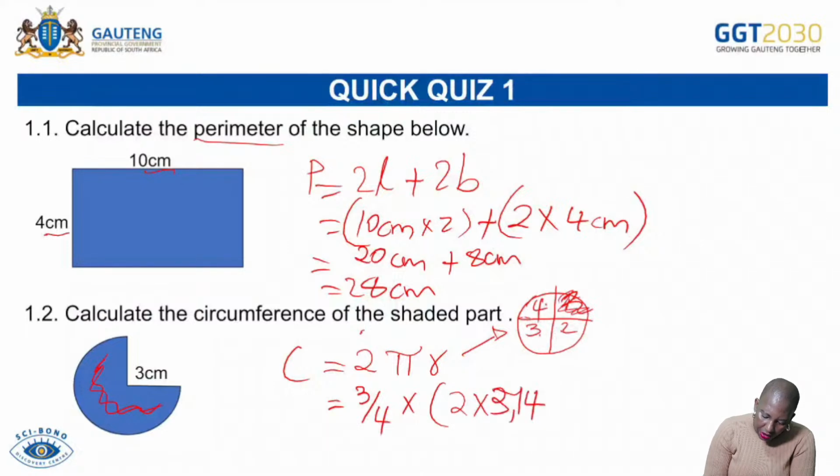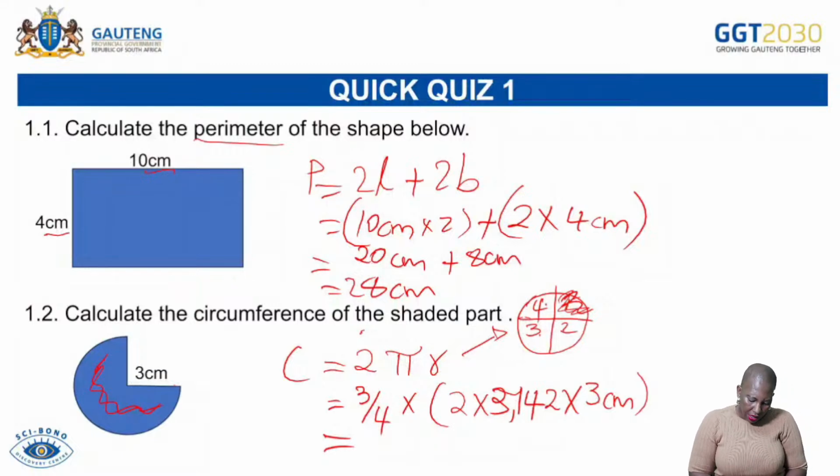multiplied by 3.142. Sorry about this. 3.142. And then we multiply it by the radius. We are given the radius here to be 3 centimeters. And then you do your calculation. Let's quickly do the calculation. 3/4 is 0.75. Okay, let me start afresh. We say 0.75, which is 3/4.